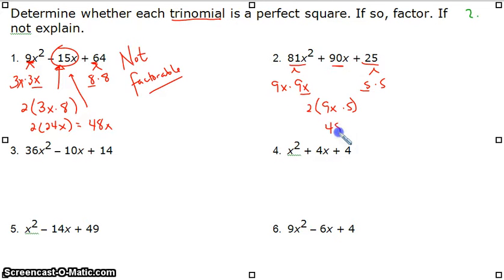That's going to give us 45x times 2. What's 45x times 2? What's 45 times 2? 90x. Does that match up? Yes. So we're going to be able to factor this one. This one's a good one.